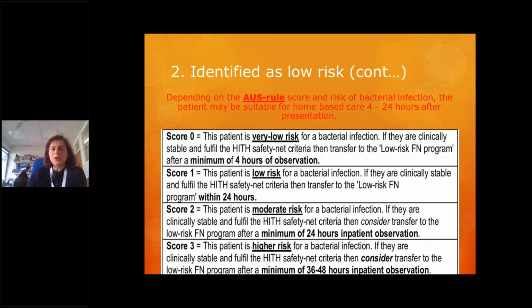That gives a score which goes from 0 to 3. Patients with a score of 0 were very low risk for a bacterial infection, and they were sent home after 4 hours of observation. Patients with a score of 1 were considered just low risk and were admitted for up to 24 hours. Patients with a score of 2 or 3 were the ones in whom the bacterial infections were found in the end, and they were admitted for at least 24 hours.